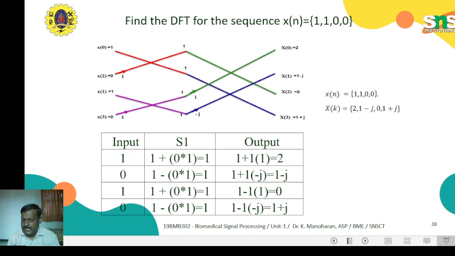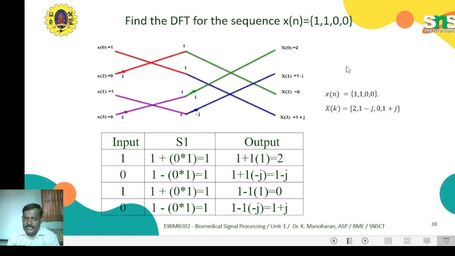Once you reverse it, the MSB goes to the LSB position and the LSB goes to the MSB position. For the 0 sample, the binary equivalent is 0, 0; if you reverse it, you get the same 0, 0. Look at the first sample: 0, 1; if you reverse it, you get 1, 0. The second one is 1, 0; reverse it, you get 0, 1. Similarly, the last one is 1, 1; if you reverse it, you get the same. We have already learned this bit reversal. This is for 2-bit bit reversal.